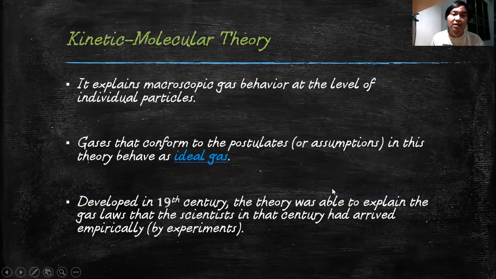The kinetic molecular theory explains macroscopic gas behavior at the level of individual particles. And the gases that conform to the postulates, which we'll discuss later on, in this theory, behave as ideal gases. This theory was developed in the 19th century, and it was able to explain the gas laws that were arrived at empirically or by experiments.